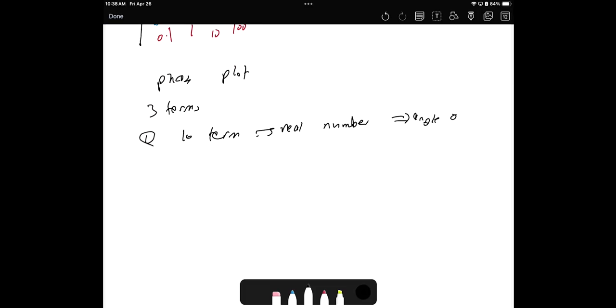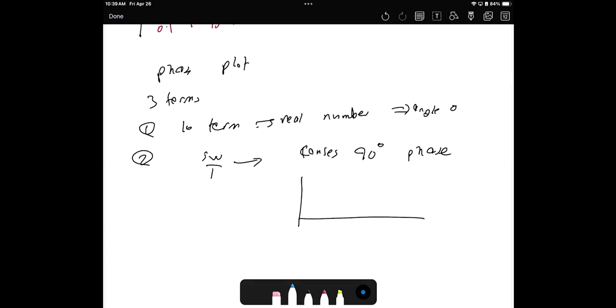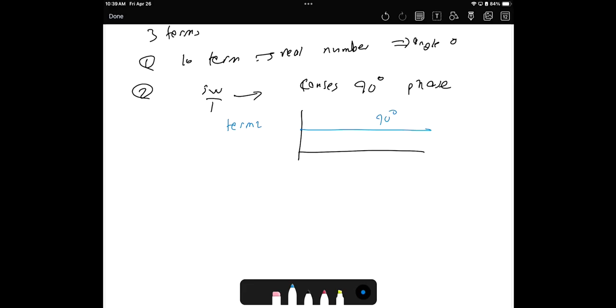Now this was number 1. Term 2, which is j omega over 1. So basically, this causes 90 degrees phase. It's not like a cutoff frequency. Why? It's just j omega, it's not 1 plus j omega. If it's 1 plus j omega, it will be different. It is only j omega, that's term 2. So it will be 90 degrees like this. This is term 2. Term 1 is negligible with angle 0, it's a real number.